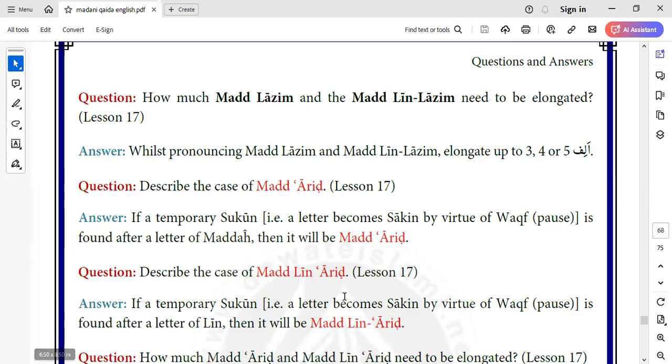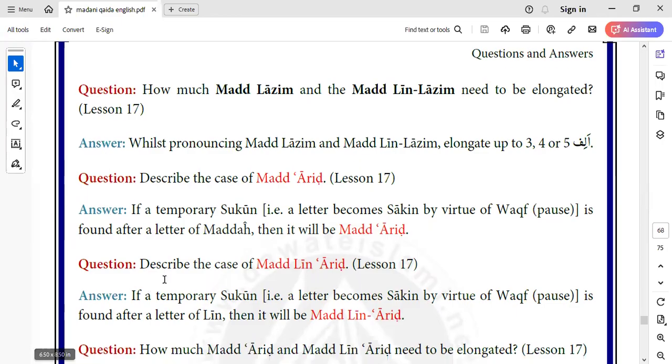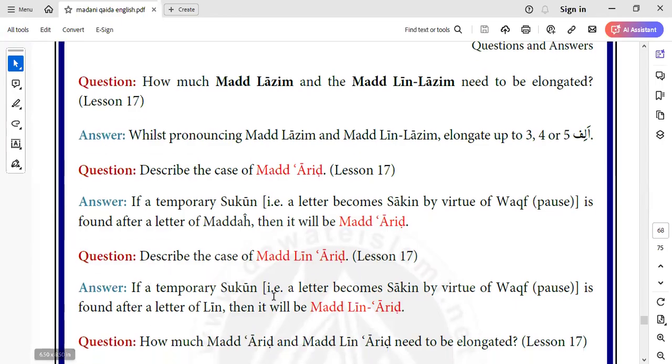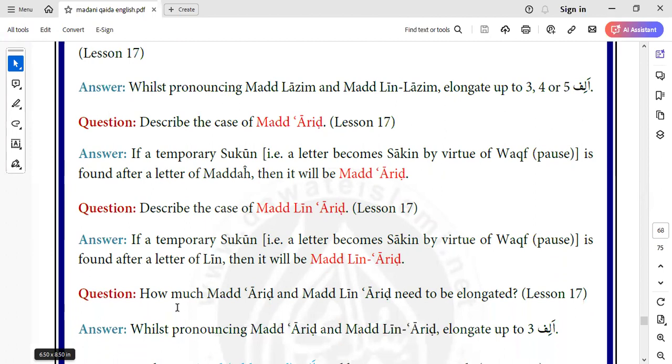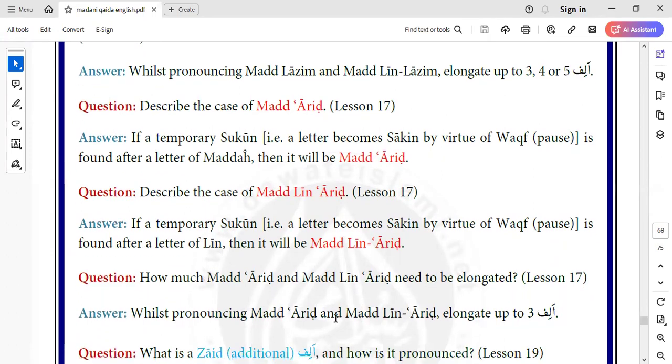Question. Describe the case of madde leen arid. Answer. If a temporary sukoon, that is a letter, becomes sakin by virtue of waqf pause, is found after a letter of leen, then it will be madde leen arid. Question. How much madde arid and madde leen arid need to be elongated? Answer. Whilst pronouncing madde arid and madde leen arid, elongate up to 3 alif.